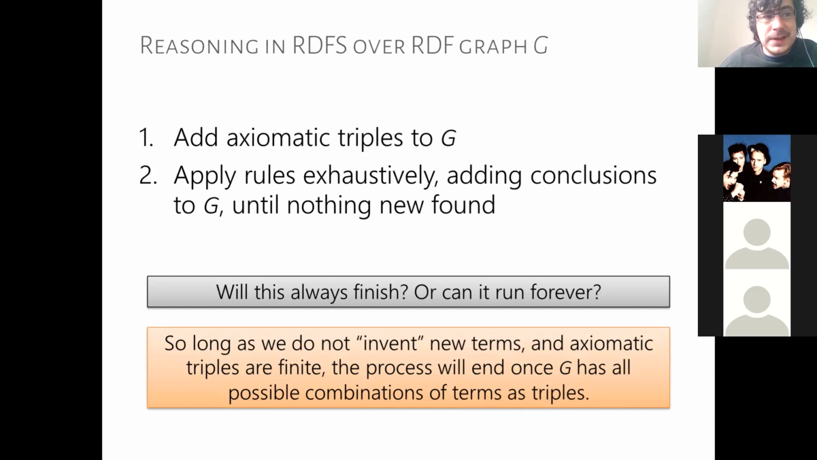We can't have duplicates. So as long as we don't start inventing new terms, at some stage, with all of the known terms, we can create all possible triples with all of those terms, right? And then we stop. In the very worst case, we'll have created a graph that has all of the combinations of terms, and then there's no way to continue, right? So as long as we satisfy these conditions, the process will finish.